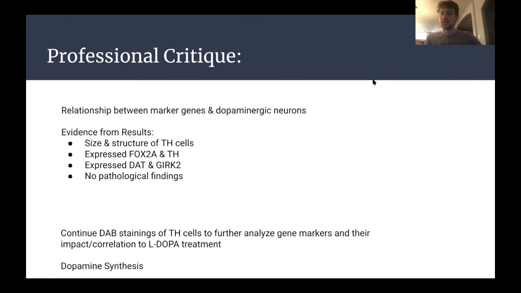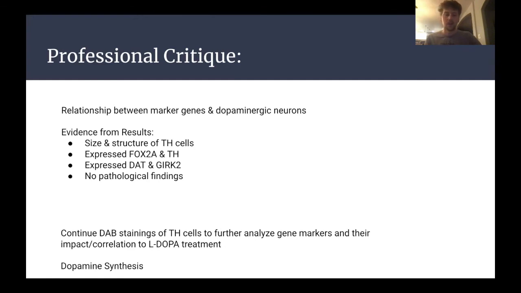Also, that TH cells that survived the graft expressed FOXA2 and TH proteins, and that the gene markers DAT and GIRK2 were expressed in the surviving TH cells. No pathological findings within the TH cells were observed when grafted. And so this data reveals that DAB staining of TH cells displays the survival of the dopaminergic neurons, and the grafting of the TH cells was safe through monitoring the cell survival.